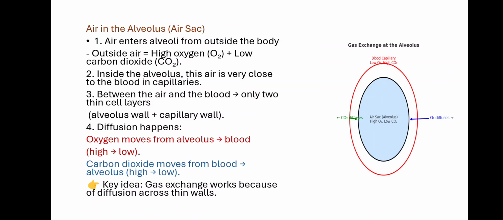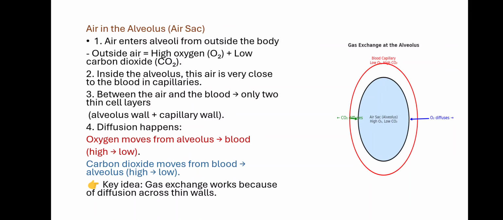What do you mean by the process of diffusion? Diffusion means the movement of gases from the region of higher concentration to the region of lower concentration. So, when diffusion happens here, how will the movement occur? Since the carbon dioxide is high in the case of blood capillaries, carbon dioxide will be moving from the area of higher concentration to the region of lower concentration.